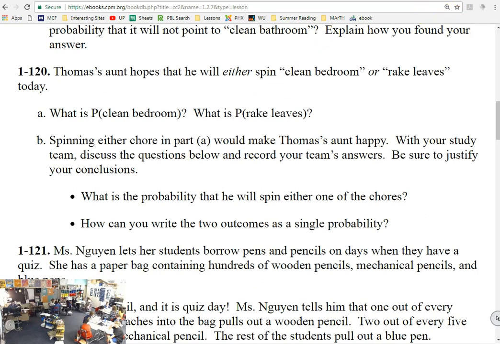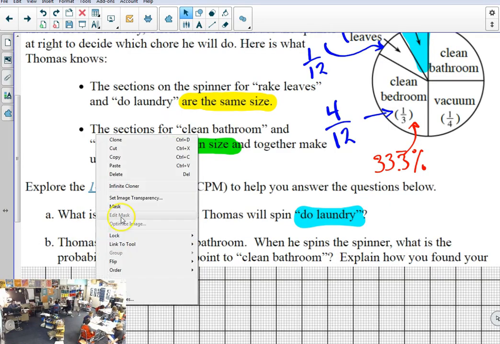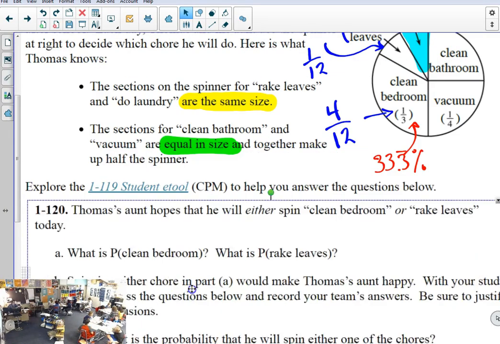B. Thomas hates to clean the bathroom. When he spins the spinner, what is the probability of him cleaning the bathroom? Oh, yeah. If you're done, keep moving on. Guys, as you finish problems, keep rolling onward. You do not have to wait for me unless I tell you to.